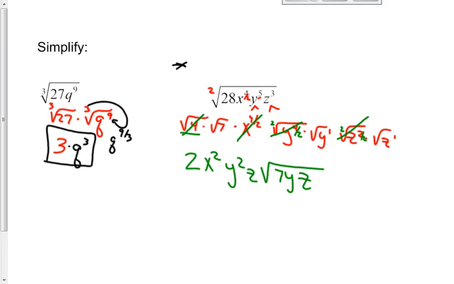All right, so now you're going to be going to your practice for 6.2, working with all of your rational exponents. Good luck.